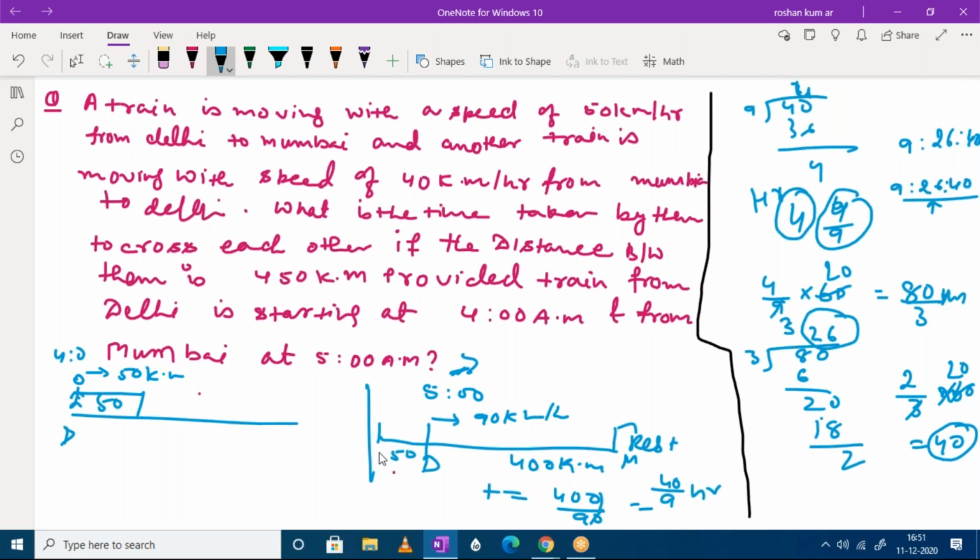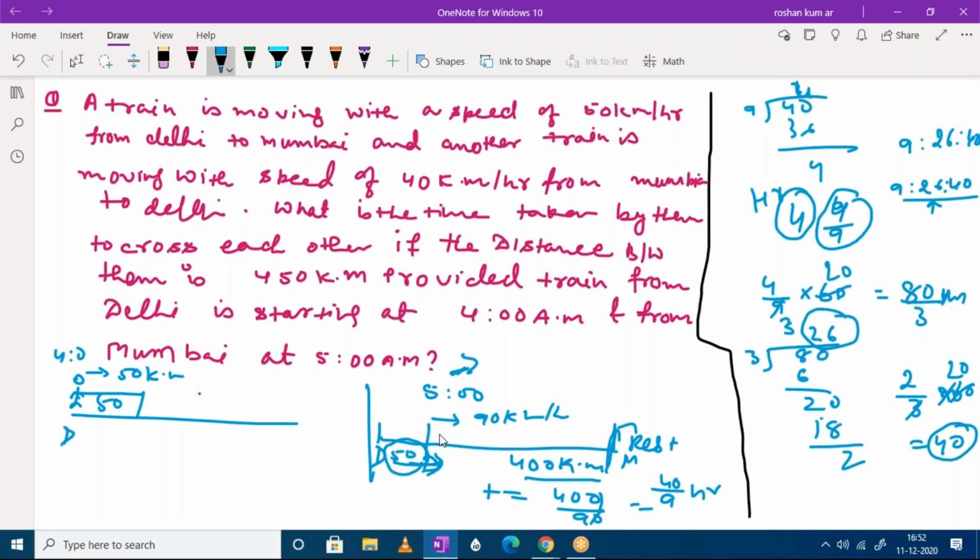So in the 5 o'clock scenario, this fellow is not at Delhi. He's away from Delhi. How many kilometers away from Delhi? 50 kilometers. So you have already covered 50 kilometers from 450 kilometers, so the remaining distance will be only 400 kilometers between them. Means between Mumbai and Delhi, the remaining distance will be only 400 kilometers. Is this much clear to all of you? Whether every one of you understood this much?